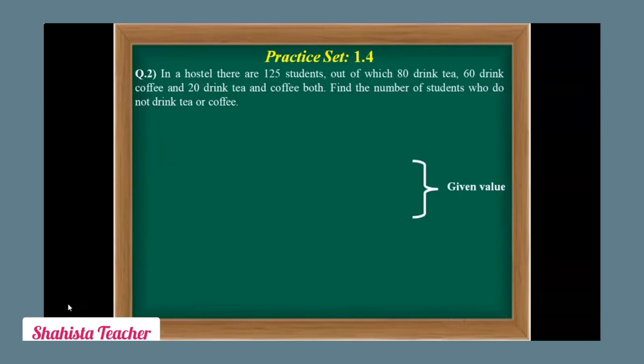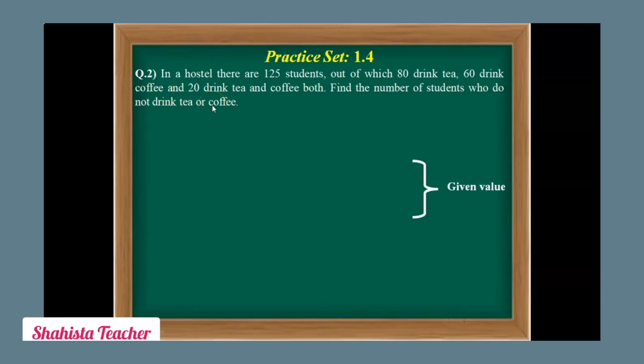Now students, let's solve practice set 1.4 question number 2. Here, in a hostel, there are 125 students, out of which 80 students drink tea and 60 students drink coffee, and 20 students drink tea and coffee both. Find the number of students who do not drink tea and coffee.